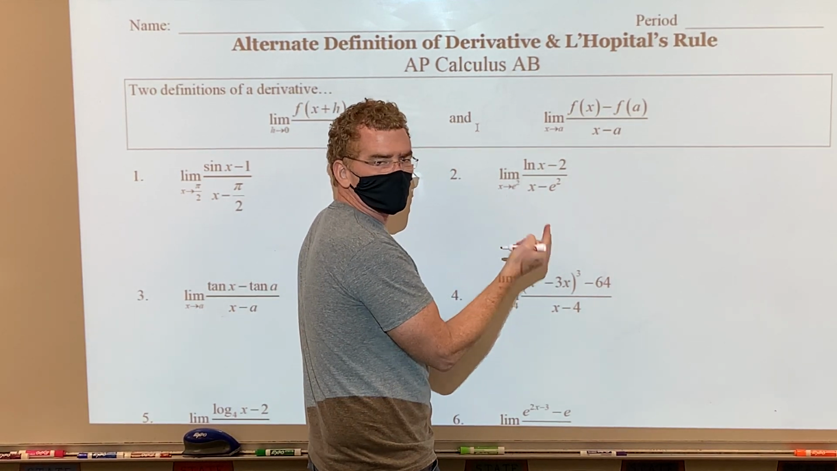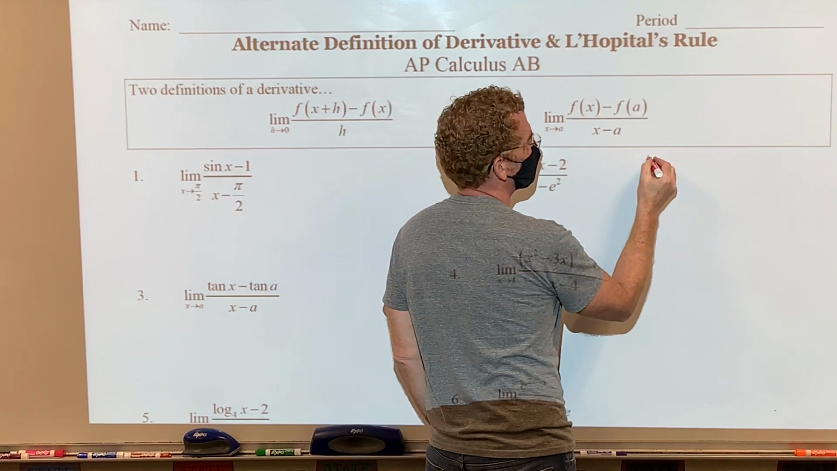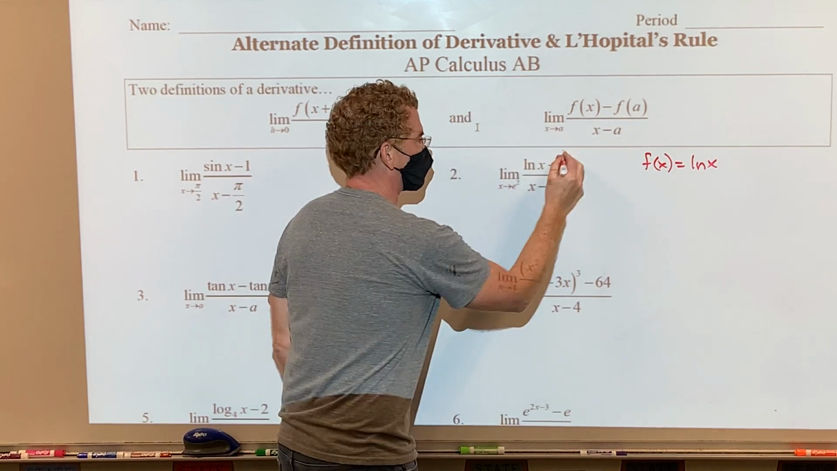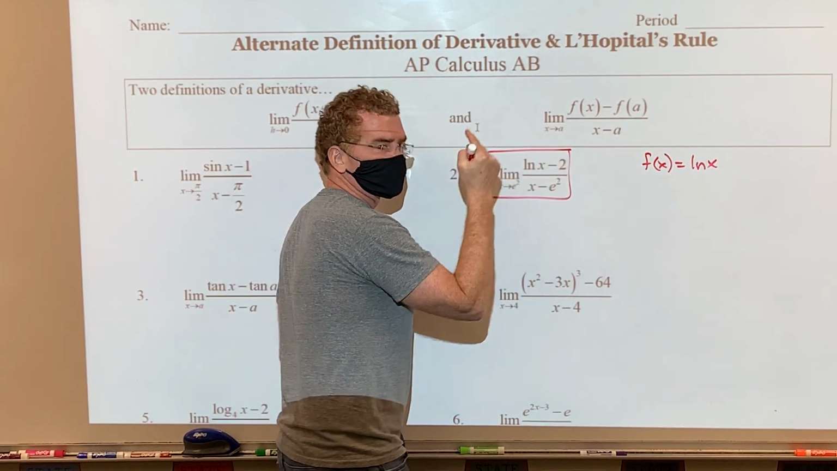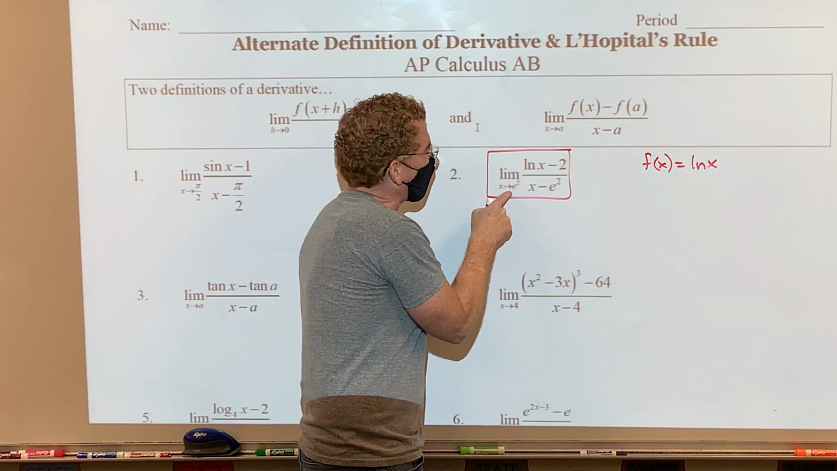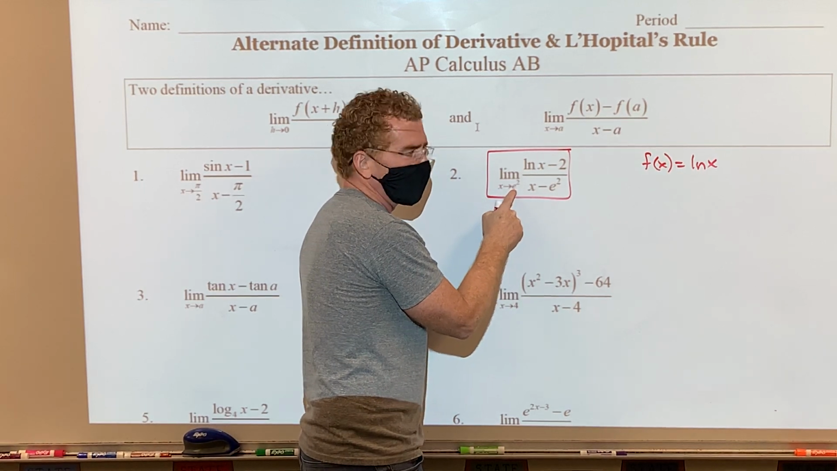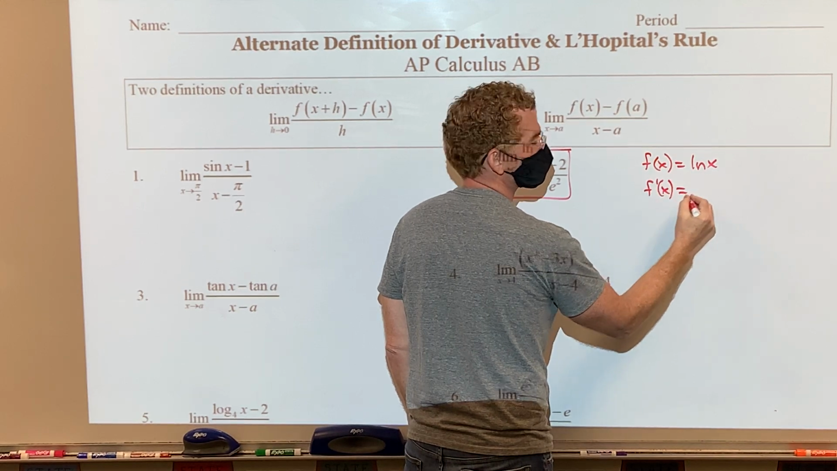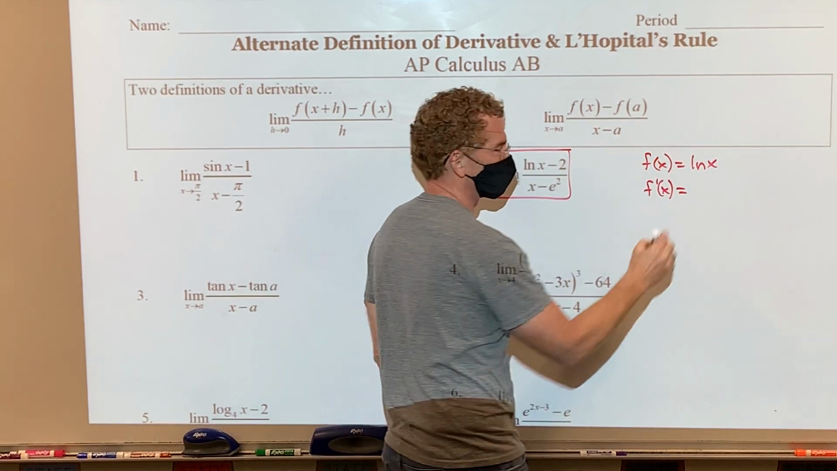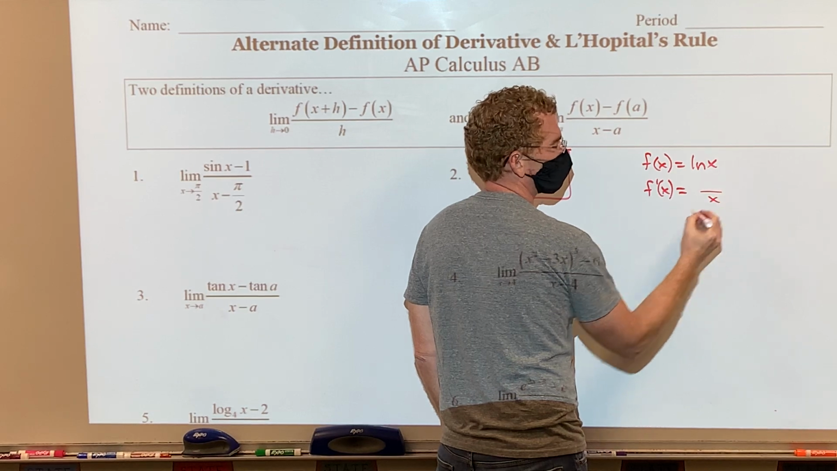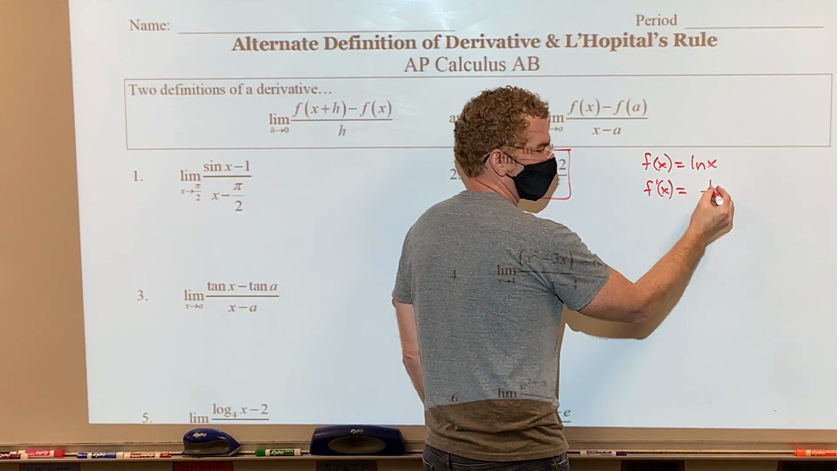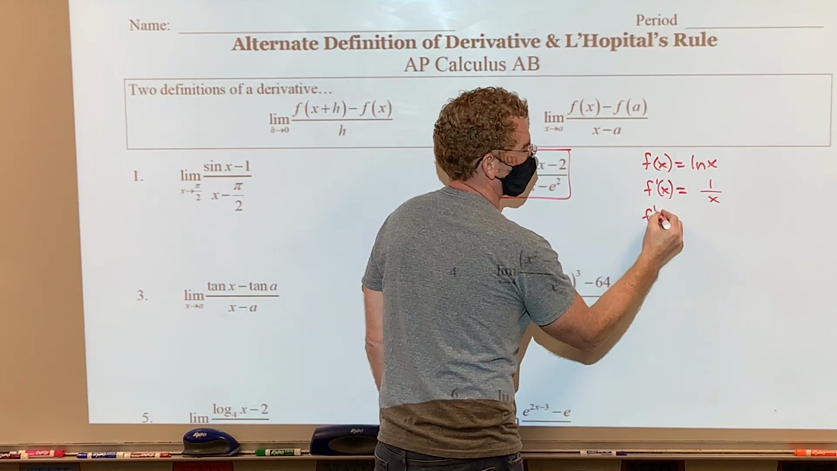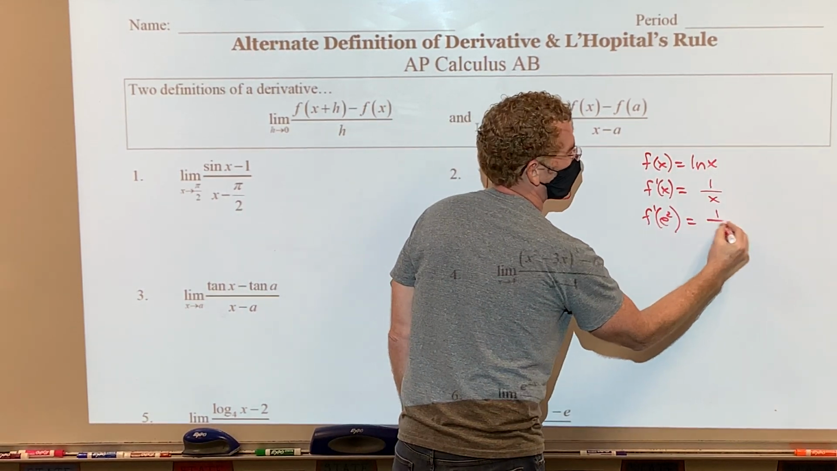So what I could do, rather than treat it like a limit, I could say, well, if this function was ln of x, and this means the derivative of the function at x equals e squared, I could take the derivative of this, and what's the derivative of this? How do you take a derivative of a natural log? Put the x on the bottom, derivative it on the top, and then all I would have to do to find this is plug in e squared. And I get 1 over e squared.